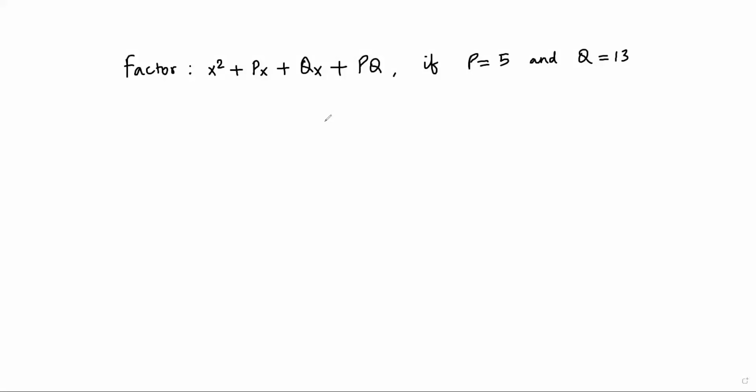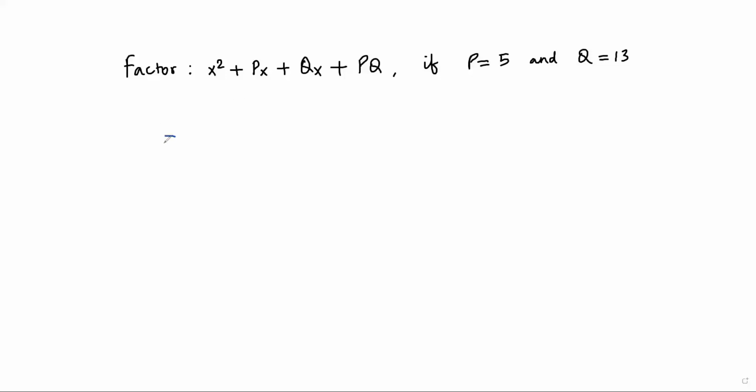Hi, in this video, we are going to see how to factor a quadratic polynomial, that is x² + px + qx + pq. Here we have two unknown constants p and q, but the values of those two unknown constants are given. So that is p is equal to 5 and q is equal to 13.